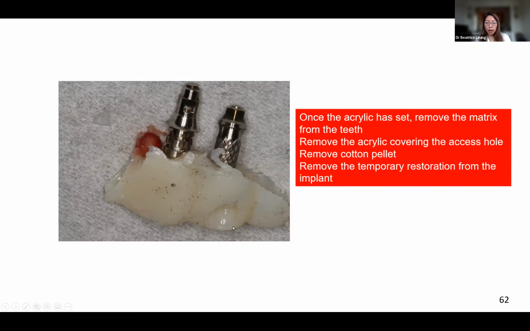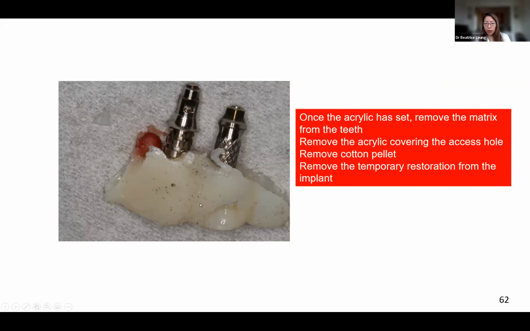This implant was more buccally placed, so I have to go in to drill through the acrylic to identify the access hole, to remove the cotton pellet in order to access the screws, so I can remove this altogether. Okay, so this is also where sometimes I find that people get stuck because they have too much acrylic or they don't know where to drill through to get the access. So some of the strategies: you want to make sure you put enough cotton pellet, or maybe even taller, just so that it comes through so you can see it.